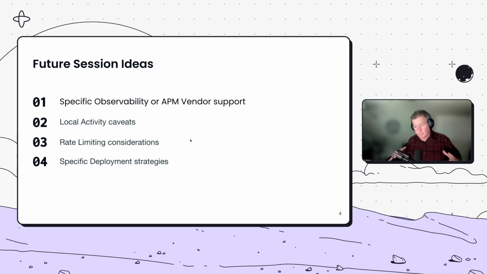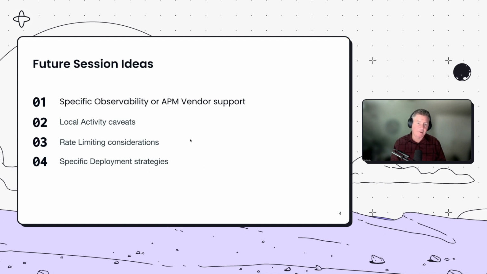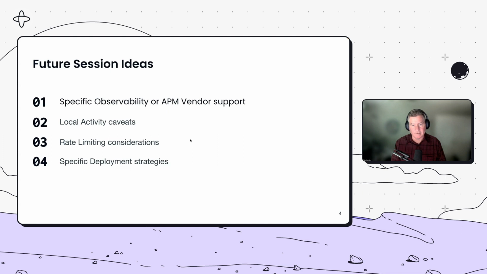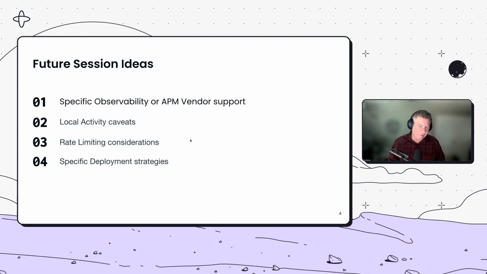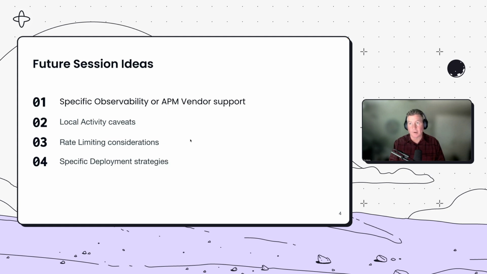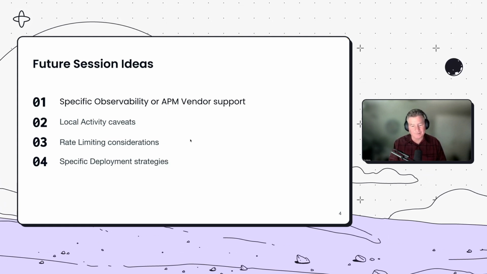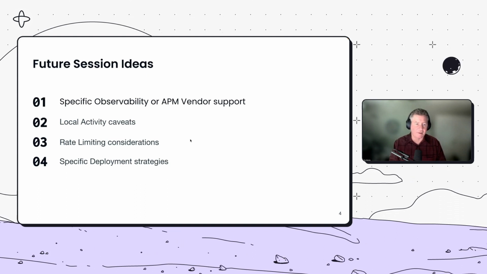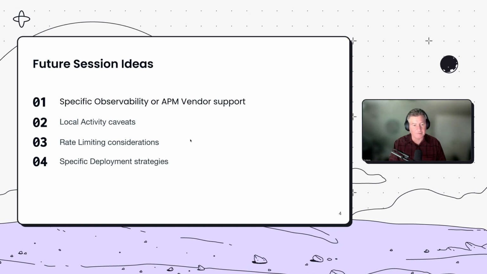Now, it's important for me to scope this. So I'm not going to be going into specific observability or APM vendor support. There's a lot out there, and it would be way too much for me to get into. There's also some things about local activities, queries, and so on. There are things in there that I could get into when it comes to workers. I'm intentionally avoiding some concerns around that for the sake of creating a larger mind map to these topics.